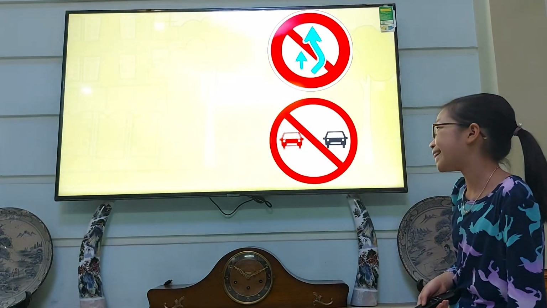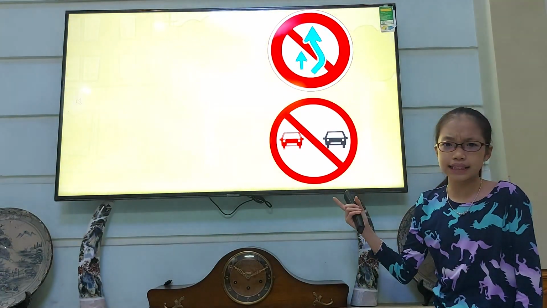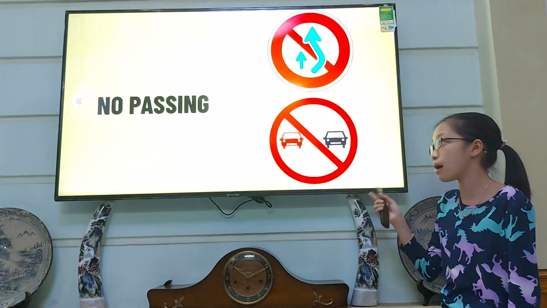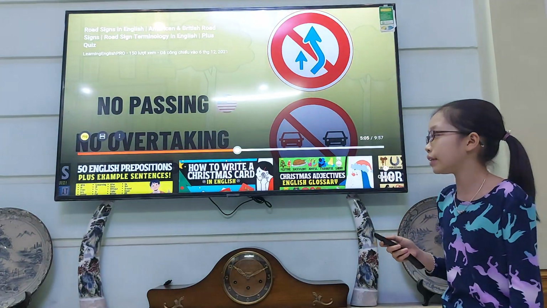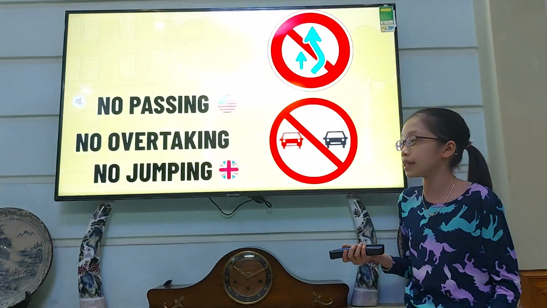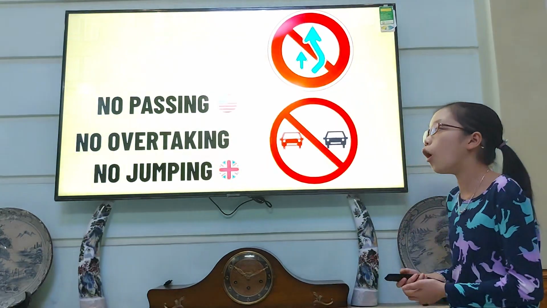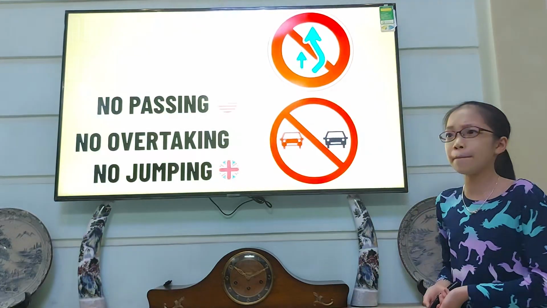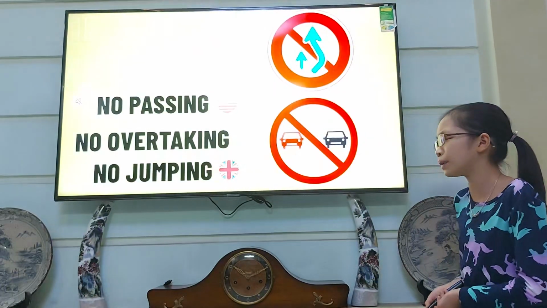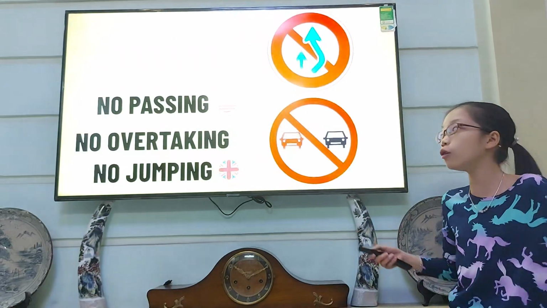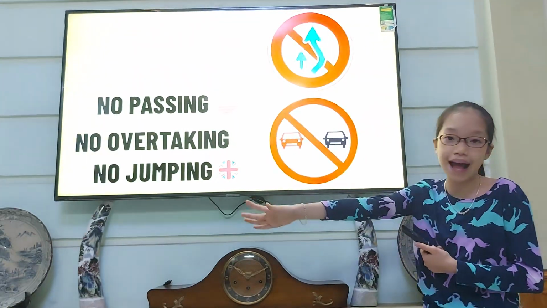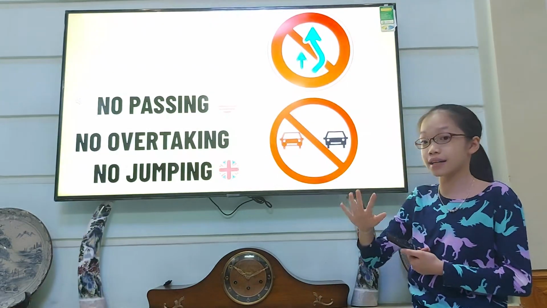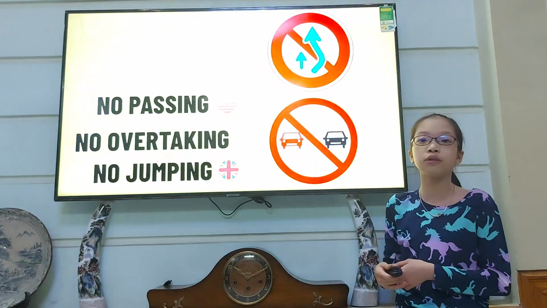Next, we got, what is this kind of sign? Can you guess this? You have to remember all of those. It can either say no passing, which is in American English, no overtaking, which is common in every country, and no jumping. Jumping? Kind of weird, but it's in British English. No jumping. It's like you can't pass right there.